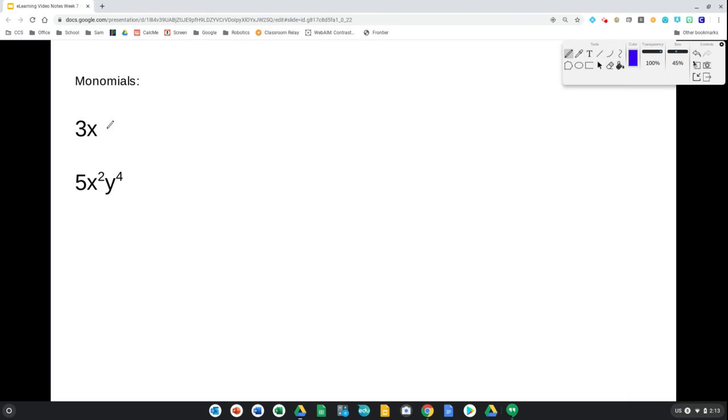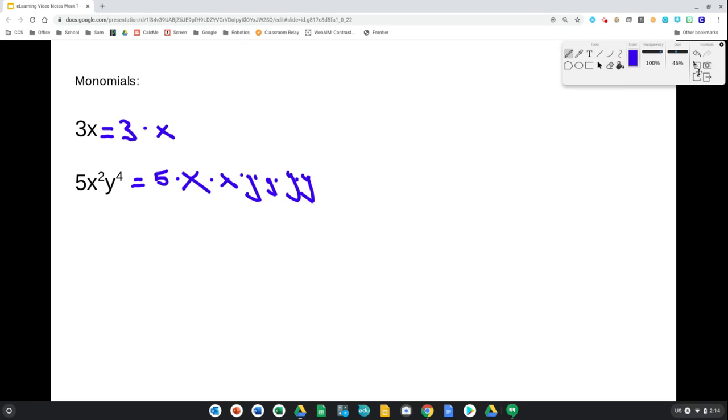So like 3x, we can rewrite that as a multiplication problem of just 3 times x. And the same thing is true with 5x squared y to the fourth. Even though it's a bigger problem, it can still be rewritten as a multiplication problem: 5 times x times x times y times y times y times y. Sorry, that's really sloppy, but we've got a 5, and then times x times x makes up the x squared, and times y four times makes up y to the fourth. So these monomials are really just multiplication problems.